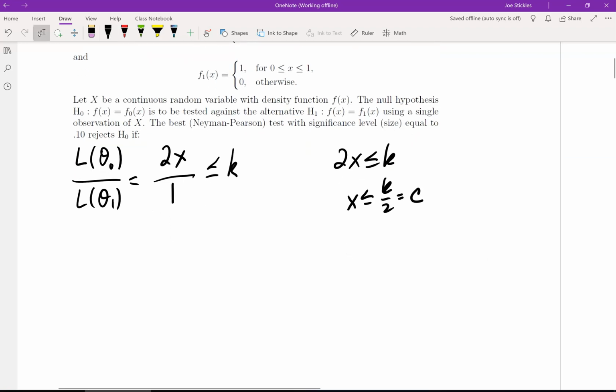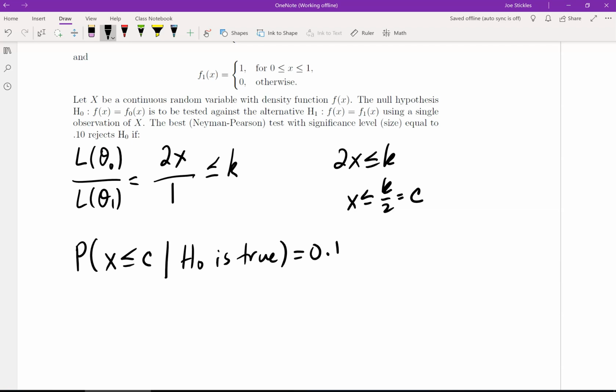Remember that this refers to your critical region. Your critical region is where you reject when you're not supposed to. So we want the probability that our x lies in our critical region, given the null hypothesis is true, to be 0.1. This is how we're going to find the c. This is the probability that we reject when we're not supposed to. It's that type 1 error. We want that probability to be 0.1.